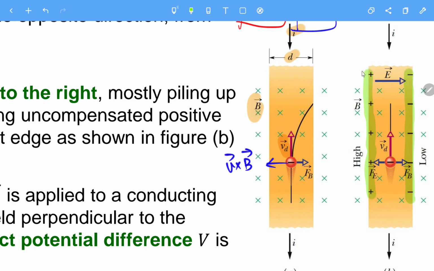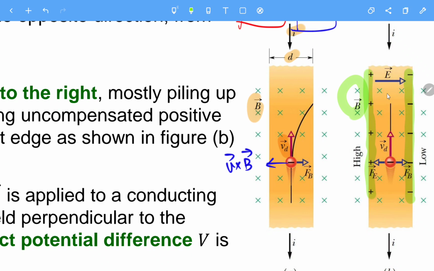These charges will generate an E field pointing to the right side. Of course, this is a conductor, and before I told you there shouldn't be any E field inside a conductor, but in that case we had not assumed there was a B field. Since there is an external B field, this makes things more complicated, so there will be an E field inside the conductor, pointing to the right side.